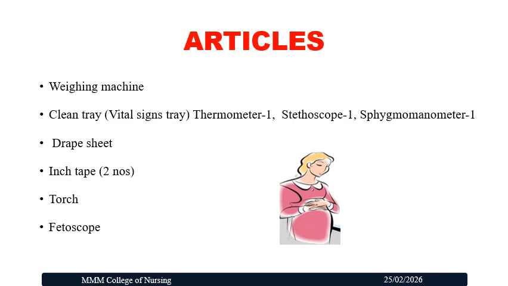Articles needed for antenatal assessment are a weighing scale and a clean tray, which is nothing but a vital signs tray. It should contain a thermometer, stethoscope and sphygmomanometer, drape sheet, inch tape, two numbers, torch and fetoscope.